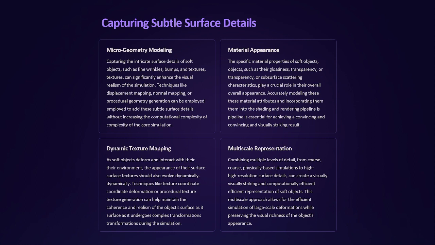And the last one is the multi-scale representation, combining multiple levels of details from physically based simulation to high resolution details can create a visually striking and computationally efficient representation of soft objects. This multi-scale approach allows for the efficient simulation of large-scale deformation while preserving the visual richness of the object's appearance.